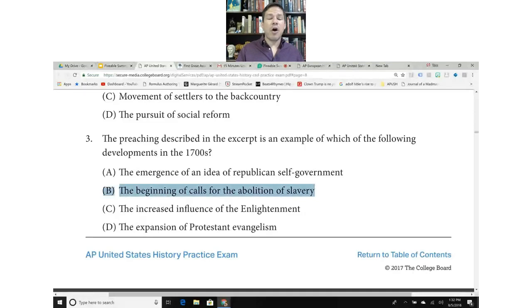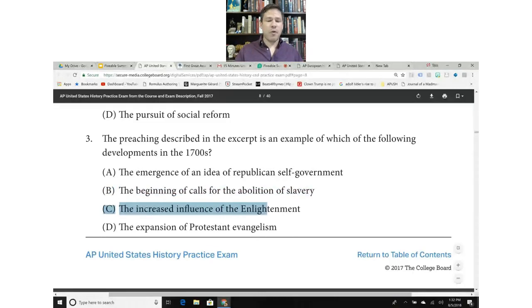Now, the beginning of calls for the abolition of slavery. First of all, the student should know that's 19th century, antebellum period, and also that that's a consequence of the Second Great Awakening, not the First Great Awakening. So you can see that there have been two questions where the distractors have focused on this difference between the First and the Second Great Awakening.